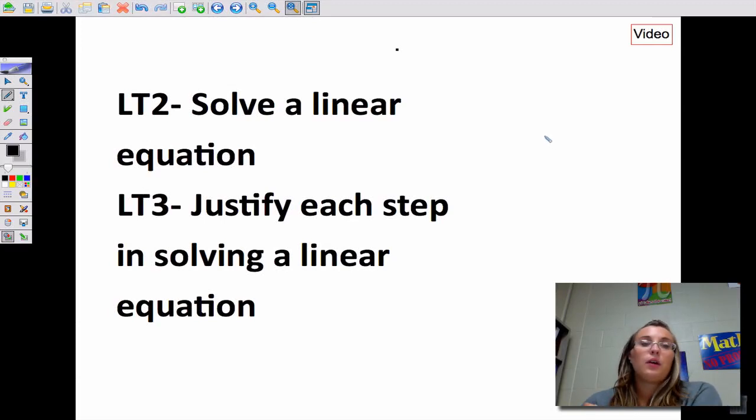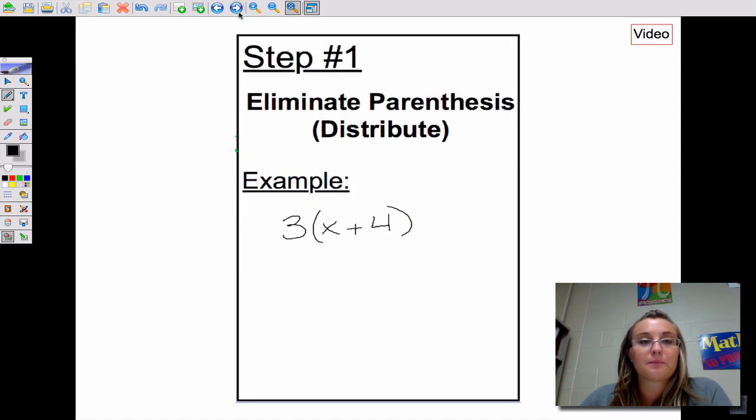In this video, we're going to work on learning target 2 as well as learning target 3. We're going to learn how to solve an equation, and we're also going to learn how to justify the steps in solving a linear equation. The justification that we're going to talk about is going to come from our last section with those different properties that we were talking about.